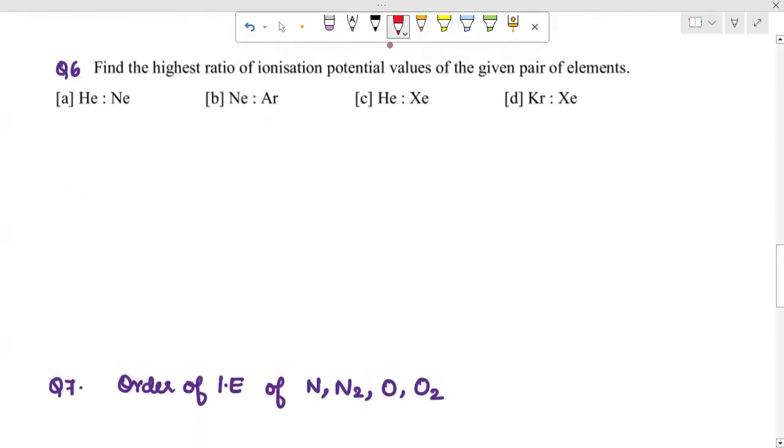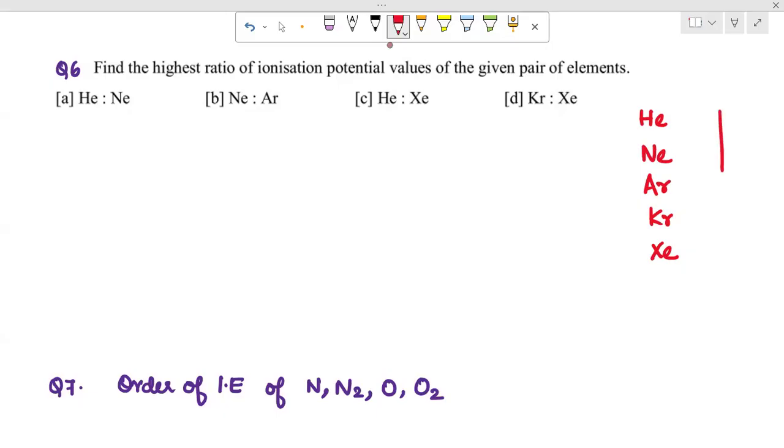Next question. Find the highest ratio of ionization potential for a given pair of elements. If you check the elements, all of these are noble gases. So I'm writing the order of the noble gases. You have helium, neon, argon, krypton, xenon. This much is what you have in the options.